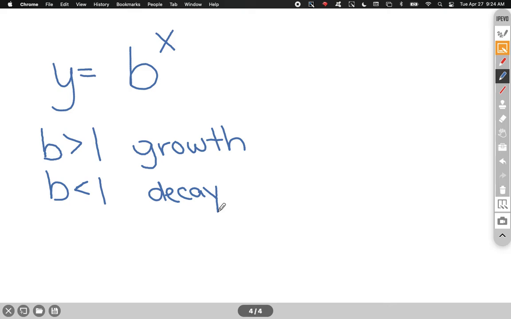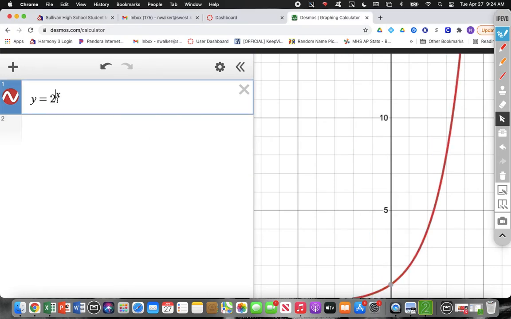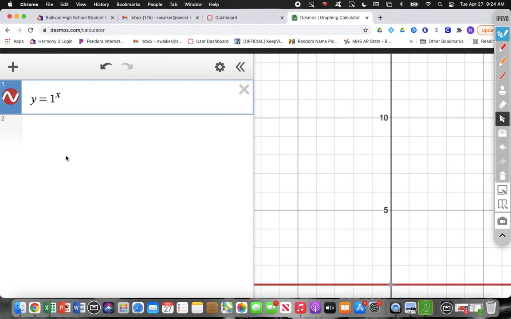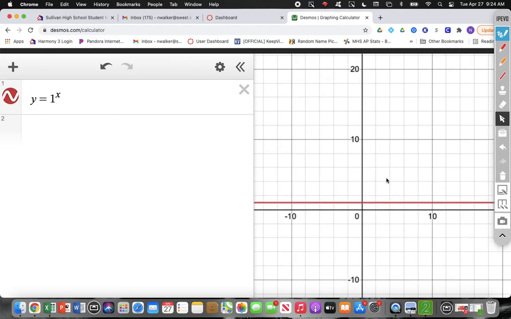We never have anything equal to 1, and I can show you why in just a second. If it's bigger than 1, it's growth. If it's smaller than 1, it's decay. Let me close out all of these. In an exponential function, you're never going to have a base of 1 because it looks like a flat line. What's 1 to the first power? What's 1 to the 10th power? What's 1 to the 20th power? So it just stays a flat line.